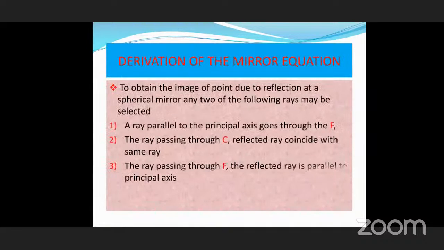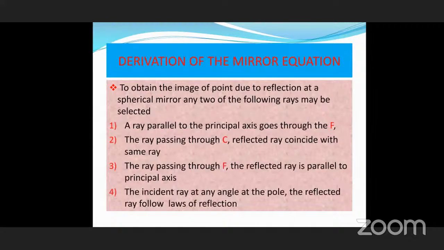Now today let us start the class with the derivation of the mirror equation. This is one of the most important derivations in this chapter. What is the mirror equation? It is the relation between three physical quantities: focal length, object distance, and, when the image is formed, image distance.